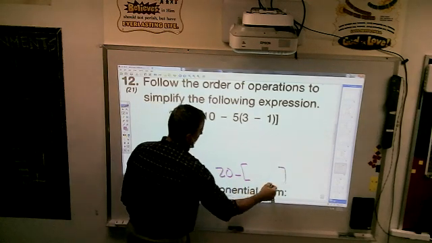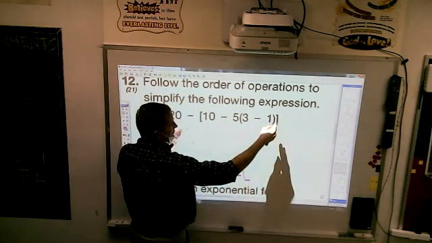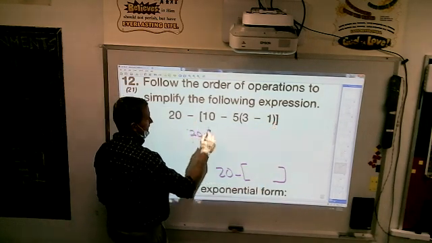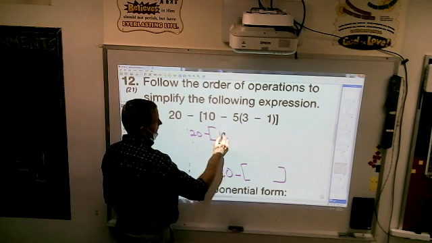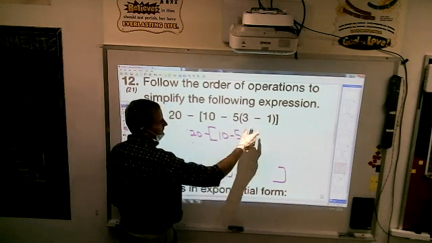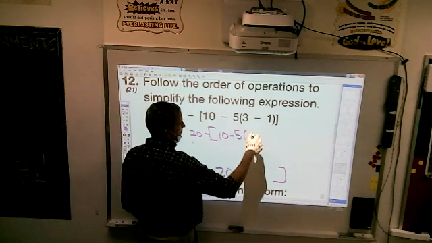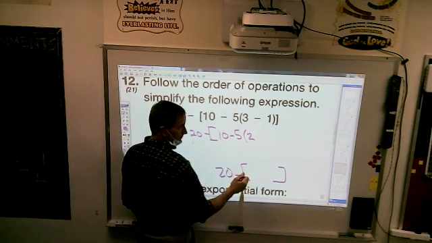Because brackets, order of operations say you have to do all the grouping symbols first. So that gets done first. So here we go. It's going to get 20 minus, there's a bracket here, 10 minus 5, because the first thing in order of operations, I have to do grouping symbols inside of grouping symbols. So 3 minus 1 is 2, right?